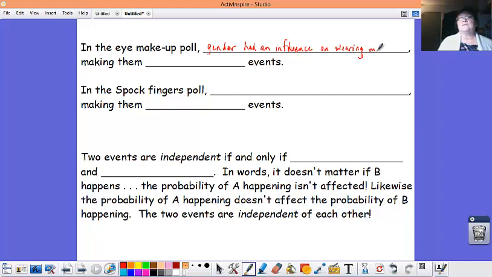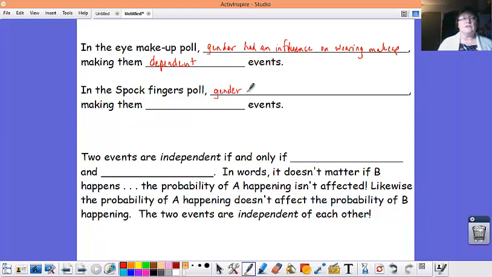Folks, if that's the truth, that makes those things dependent events. That is, you're way more likely to be a makeup user if you're a female. Or, another way of saying that, whether or not you wear makeup depends on your gender, at least in my data. With the other question, in the Spock fingers poll, gender really didn't have any influence.